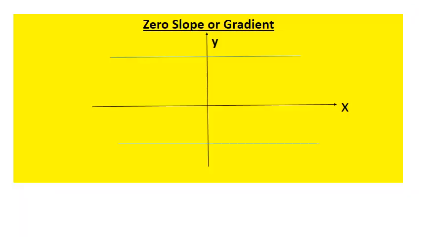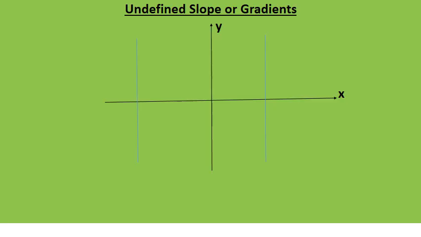Zero slope or gradient. Zero slopes are horizontal lines. As you can see, those marked blue are horizontal lines. They will have zero slope or zero gradient. Undefined slopes or gradient. Slopes which are vertical will have undefined slopes or gradients, as you can see in the blue lines drawn.